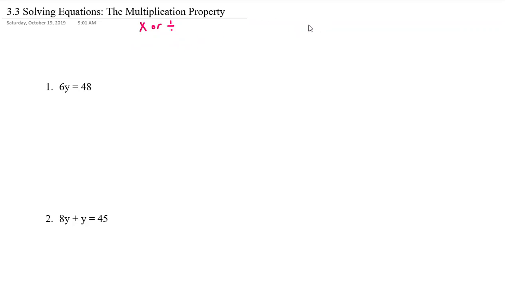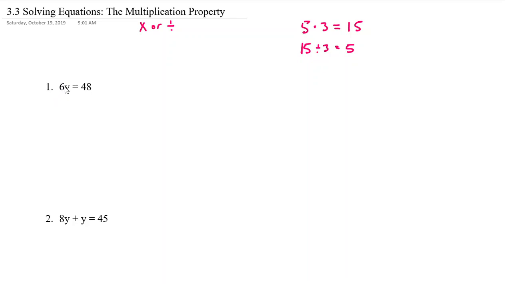Think about it this way. If I said 5 times 3, I get 15. But what if I wanted to go backwards, 15 divided by 3, I would get back to 5. So multiplication and division undo each other. So that means I'm going to use them both when we have multiplication and division going on in an equation. I'm going to use the other one to undo the first one.